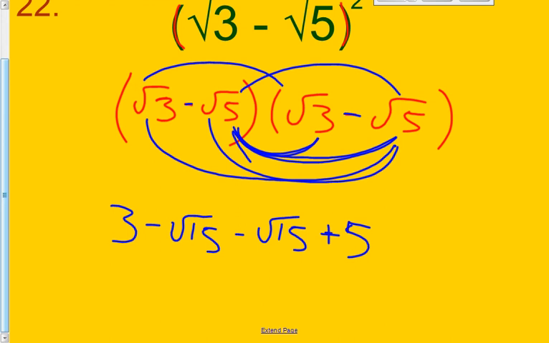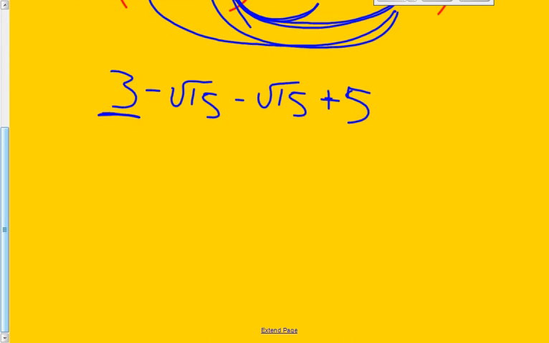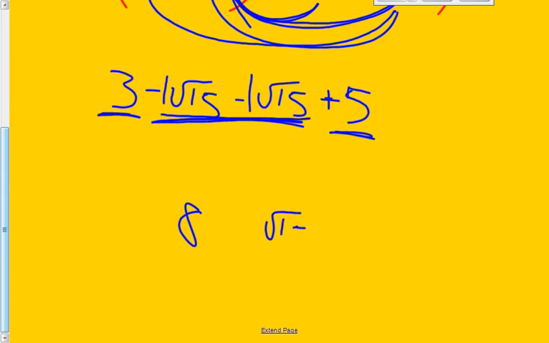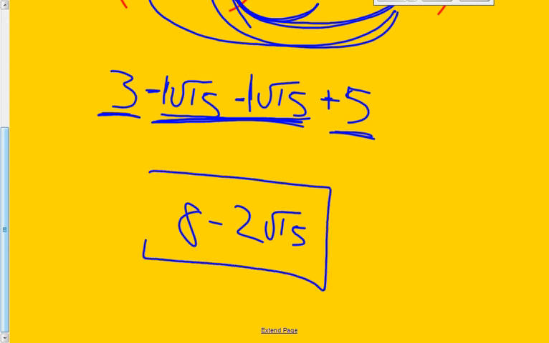So now, simplifying this up, we can combine like terms. 3 plus 5 is 8, and a negative 1 square root 15 minus 1 square root 15. You can add radicals when they're the exact same, so the radicals are the same, square root 15, and a negative 1 minus 1 is a negative 2 square root 15. So my answer is 8 minus 2 times the square root of 15.